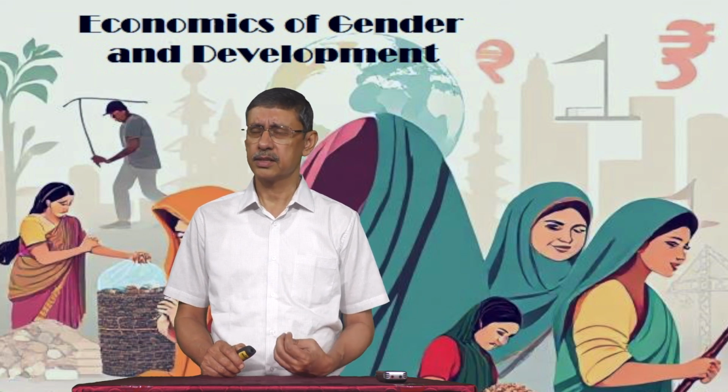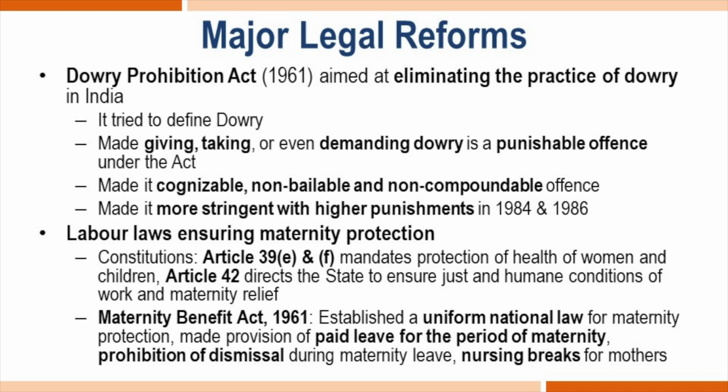In the 1960s, in 1961 to be precise, we made another act which is called the Dowry Prohibition Act, which aimed at eliminating the practice of dowry in India. It tried to define dowry. It made giving, taking, or demanding dowry a punishable offense under the Act. It made it a cognizable, non-bailable, and non-compoundable offense, and made it more stringent with higher punishments in subsequent years. That is, when it was amended in 1984 and 1986, the provisions were made even more stringent.